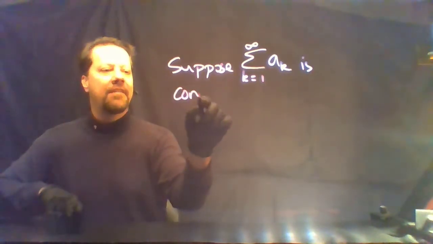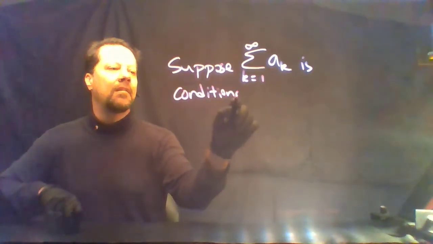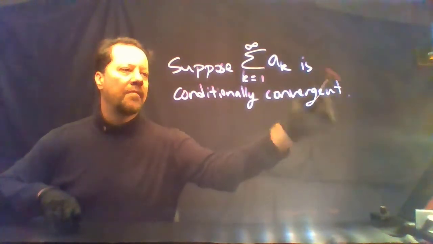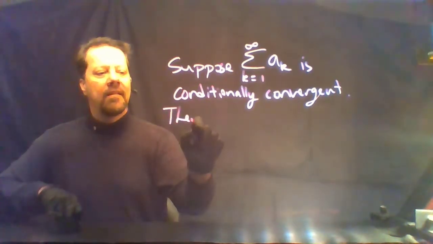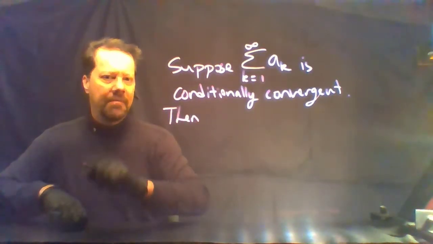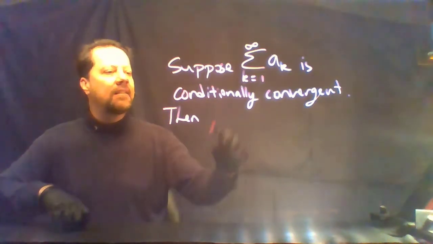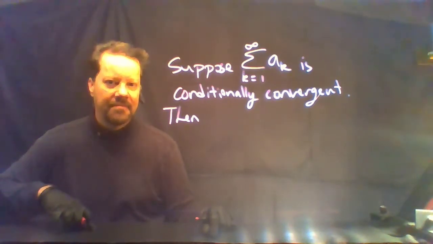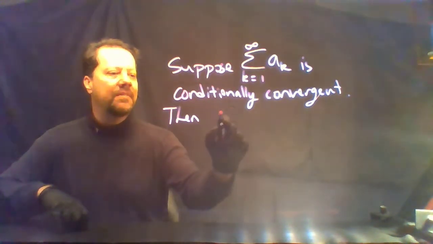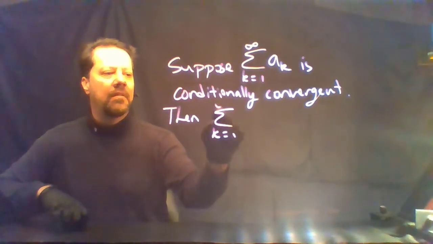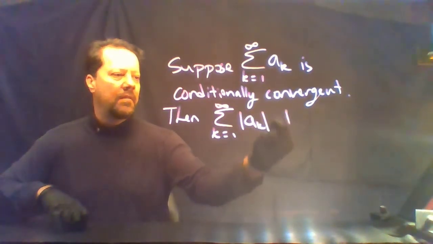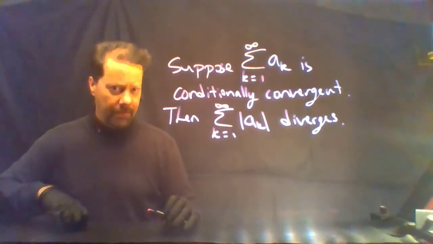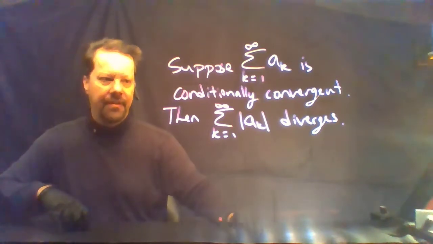Suppose that you have a conditionally convergent series. What does that mean? Well, one thing it means is that the partial sums have to go to some finite limit. But in absolute value, the partial sums don't converge. This has to diverge.